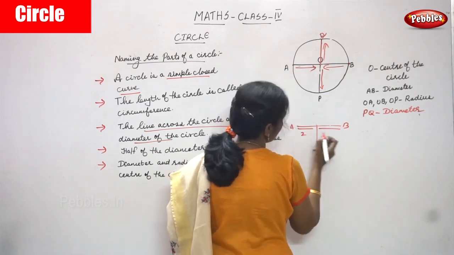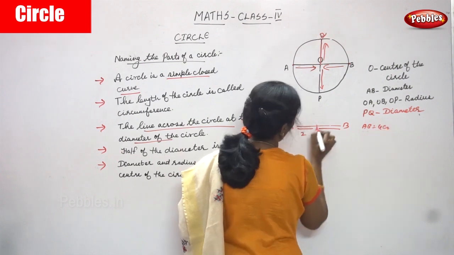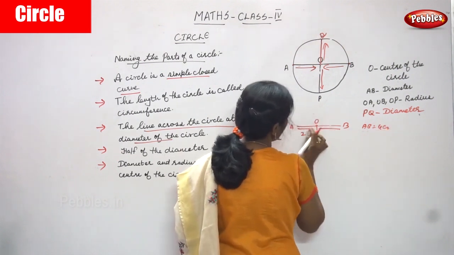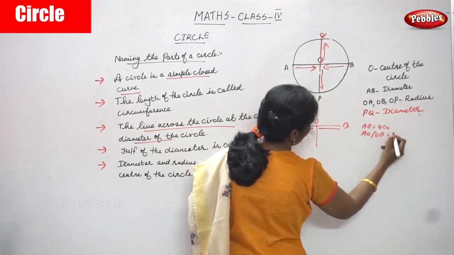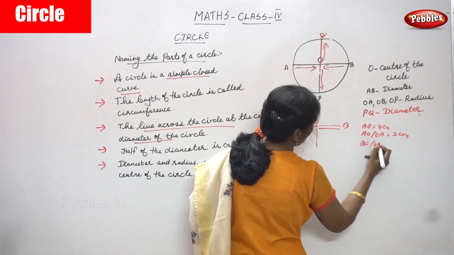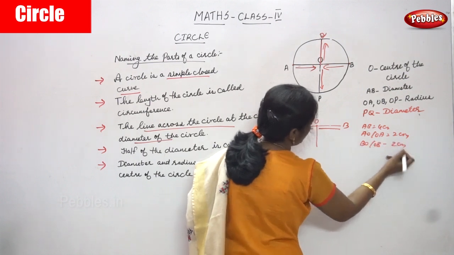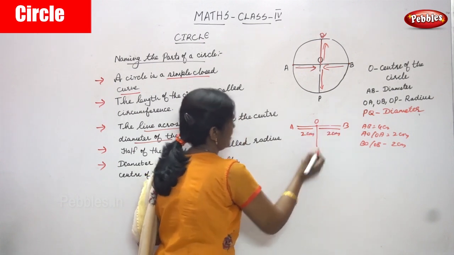So this is 2 centimeters. AB is equal to 4 centimeters, and what is this? So the center point is O. So OA, that is AO or OA, is 2 centimeters, and OB, BO or OB, is what? 2 centimeters. This is another radius.